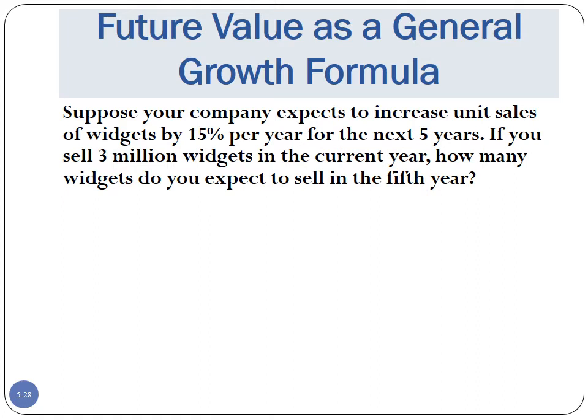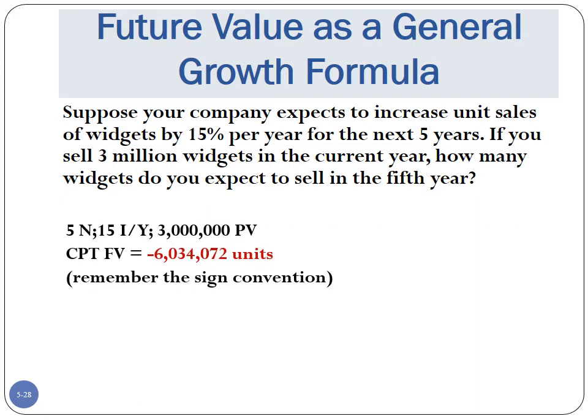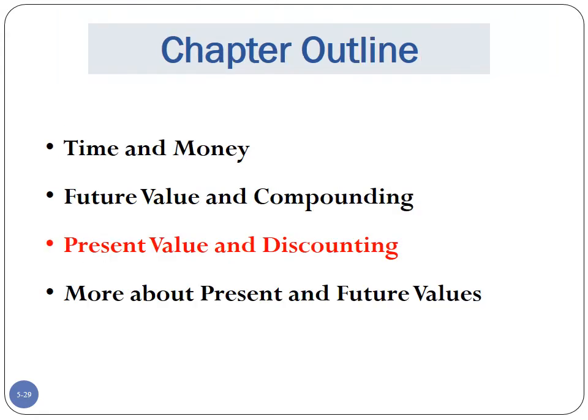So suppose your company expects to increase unit sales of widgets by 15% per year for the next 5 years. If you sell 3 million widgets in the current year, how many widgets do you expect to sell in the 5th year? Again, this is an example of compounding. So this would be at 5 years. Well, this is shown as a calculator calculation, but it would be about 6 million units.